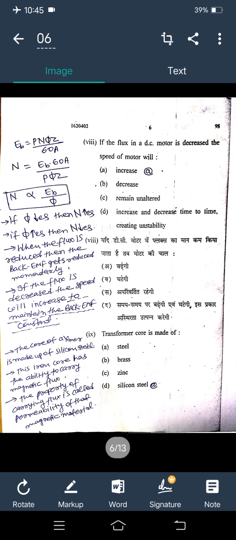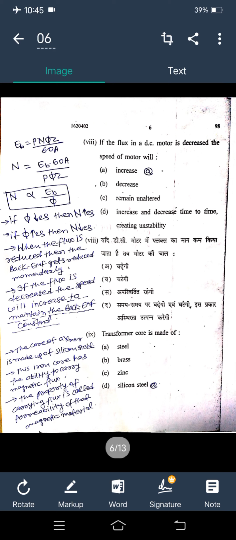Question number 9. Transformer core is made up of silicon steel. Here silicon steel is a special type of steel which is used for the core of the transformer. The property of carrying flux is called permeability of the magnetic material. Here silicon steel has the property to carry magnetic flux.